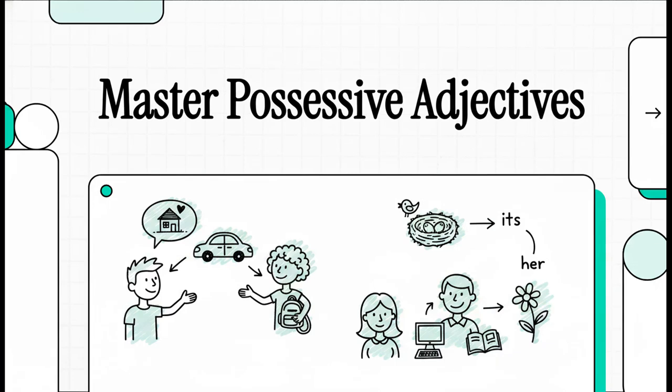Hey everyone, and welcome. I am absolutely thrilled you're here today because we are tackling a total game changer for your English. We're going to master possessive adjectives, and we're doing it using simple, everyday examples. If you've ever found yourself freezing up in a conversation, kind of wondering, wait, is it his, her, or its? Or if you just want to sound totally confident when talking about things that belong to you and the people around you, well, you're in exactly the right place. So, let's jump right in.